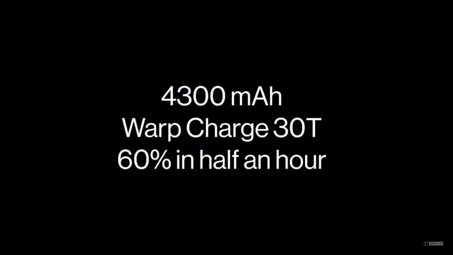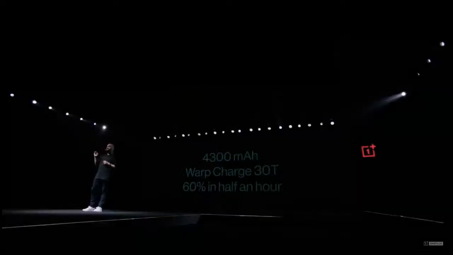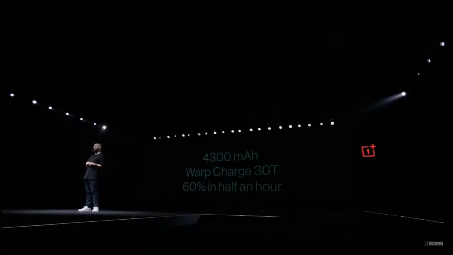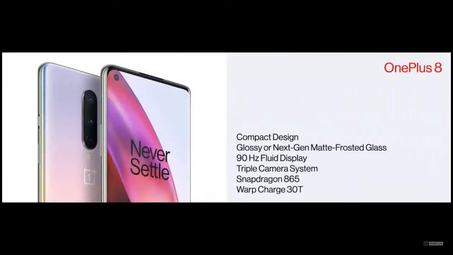Now, the OnePlus 8 is also equipped with a 4,300 milliamp hour battery, and it comes with Warp Charge 30T, our unique fast charging technology. You can get a 60% charge in just half an hour, with more than enough power to get you through the day. More importantly, you can juice up just as fast even when you're using your phone while charging. So that's the OnePlus 8. Beautiful, burdenless design, smooth display, flagship performance, compact form factor.